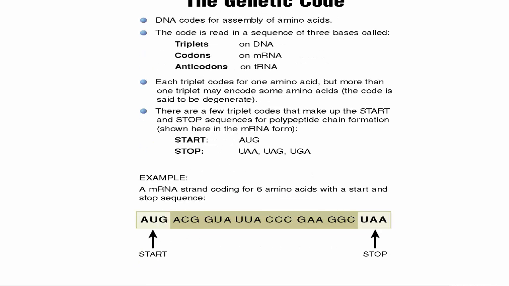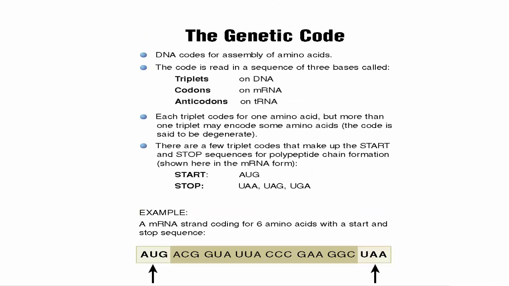The genetic code is actually based on the sequence of amino acids. So the code is read in a sequence of 3 bases. They're simply called triplets on DNA. But when you have those triplets transcribed into messenger RNA, we call them codons. So you will get something like ACU or GCC. All of those are considered codons, and you will always be given a chart in order to translate those codons.